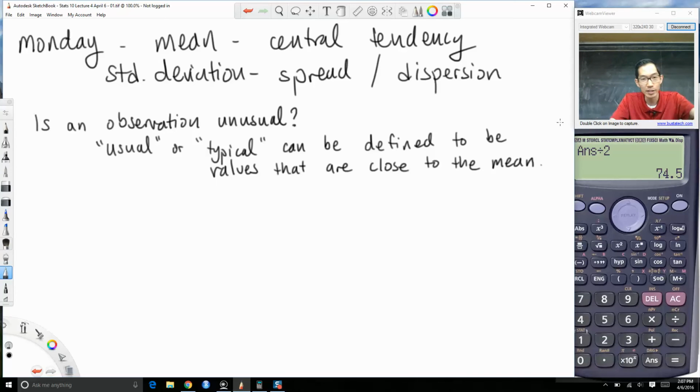I don't know what the mean height of all people is, but it's probably around 5'6" or 5'7". Things that are relatively close to the mean, the balance point of our data, can be regarded as usual. Whereas unusual will be defined as things that are far away from the mean.